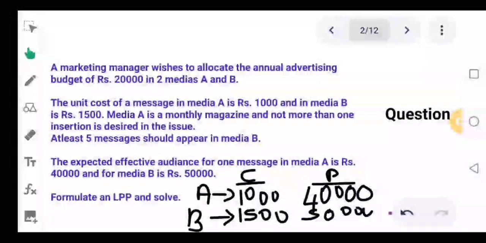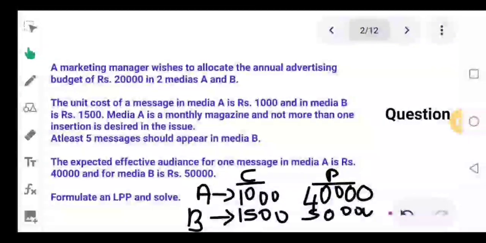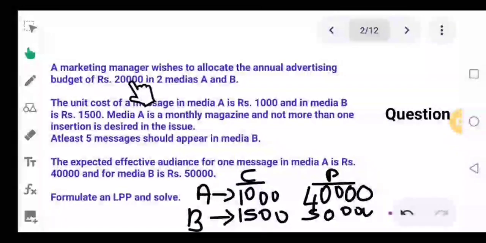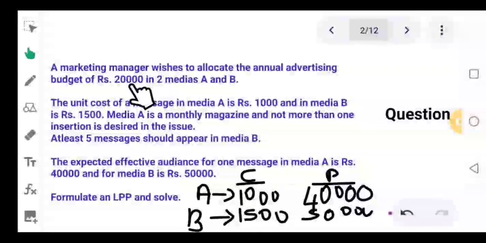Now here what is happening in the question is, there's a marketing manager. That marketing manager has been given a budget of 20,000. The maximum he can spend is 20,000, or he can spend less than 20,000, right? Whenever you are being given a budget, you are expected to spend either that amount or less than that amount. So the maximum amount that you are going to get from your company is rupees 20,000.